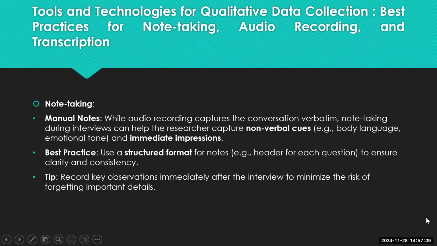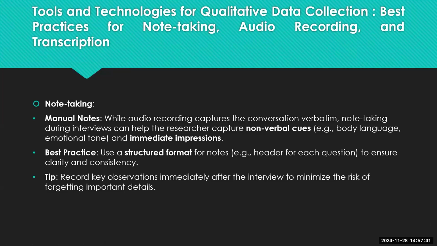So there are also quite useful tools and technologies when collecting your data, which can make your work less strenuous or less painful, and also not time consuming. So there's also the issue of note taking. Taking manual notes is when, during the discussion or during the in-depth interviews, you will be observing non-verbal cues, expressions and things like that, that the audio recorder will not necessarily record.